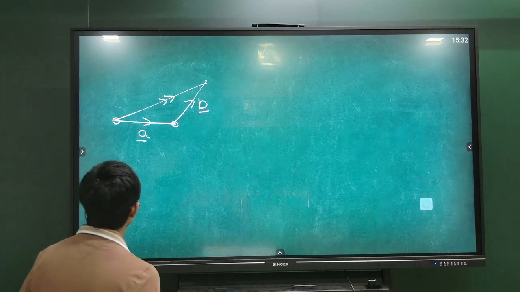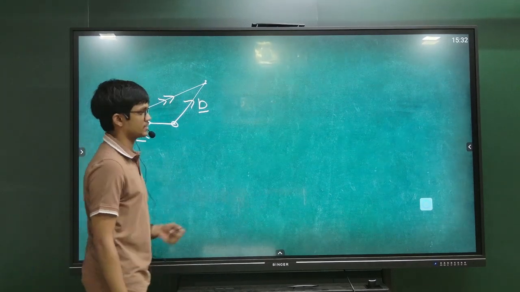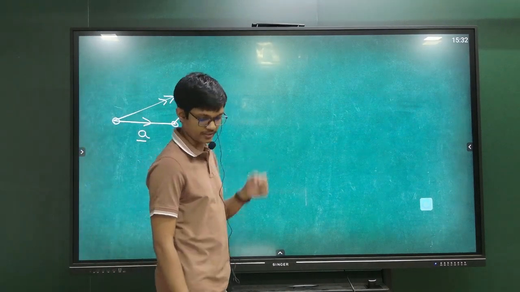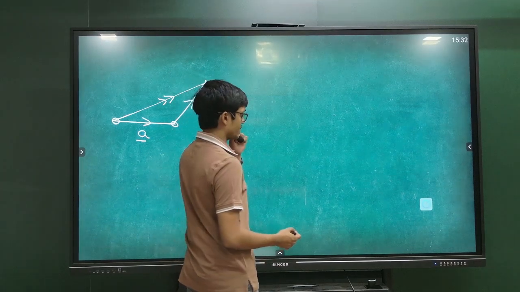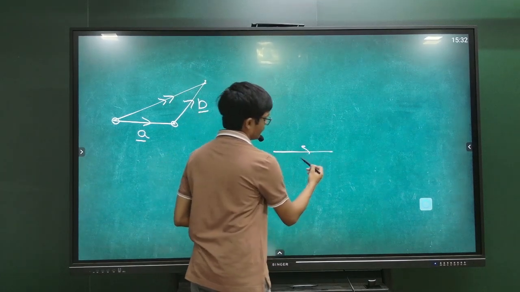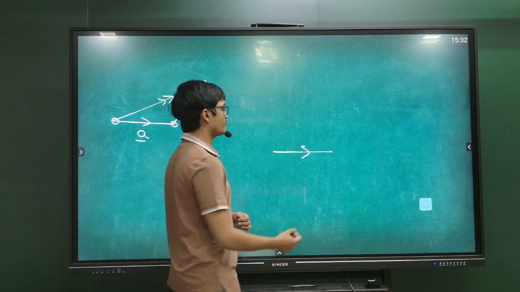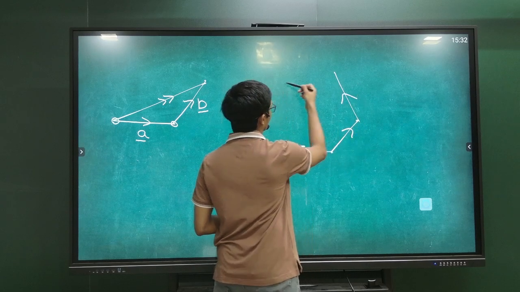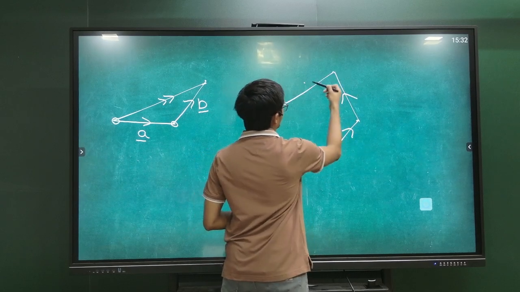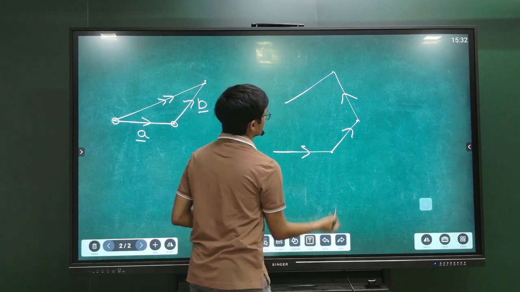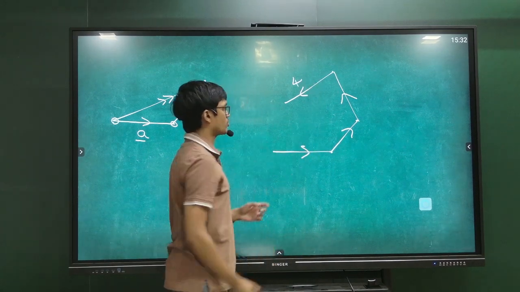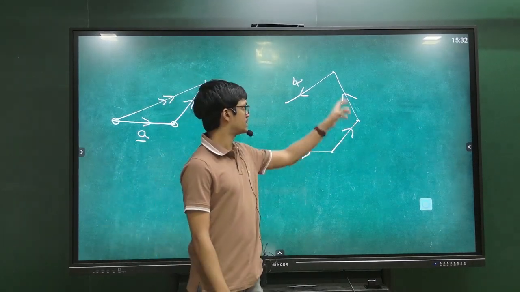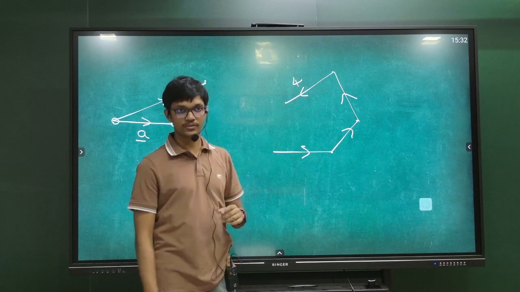Okay, so this is a triangle of vectors. Then we learned the polygon, the vector polygon. What is a polygon of vectors? When there are multiple forces like this, say 1, 2, 3, or 4, you draw the first force, you draw the second force, you draw the third force, you draw the fourth force.